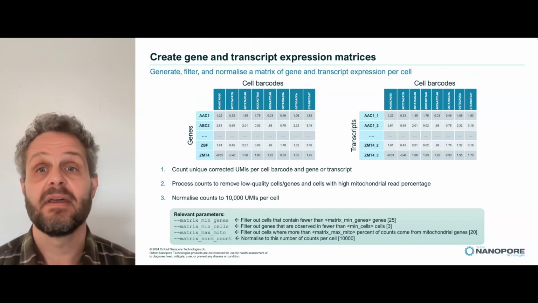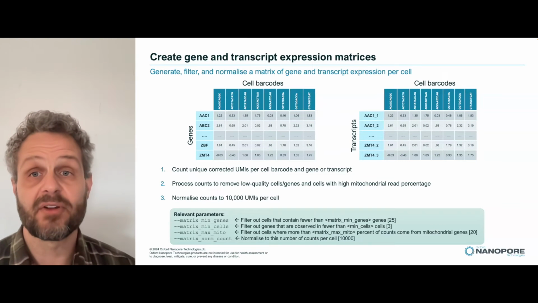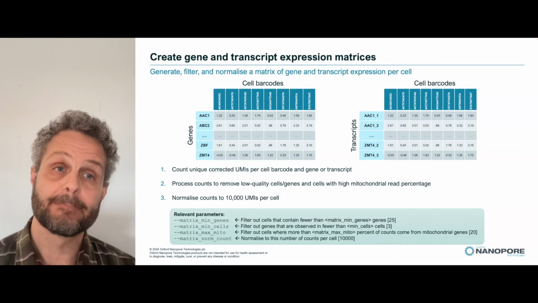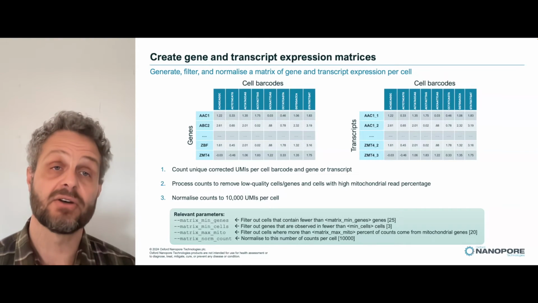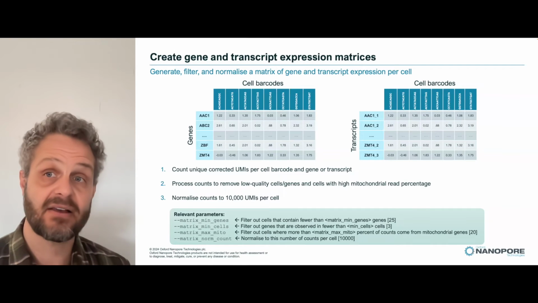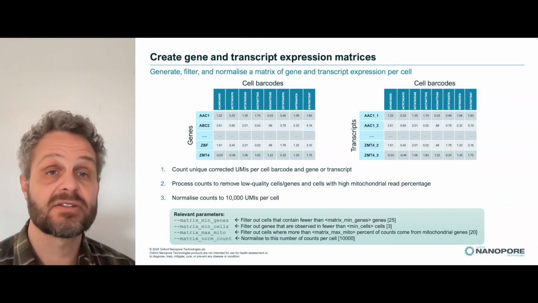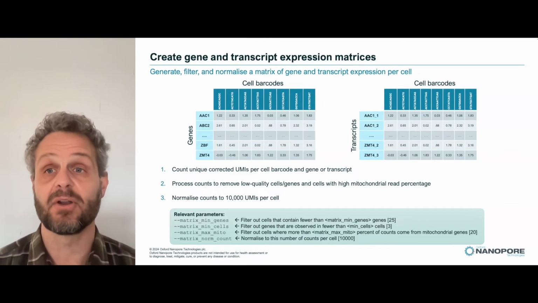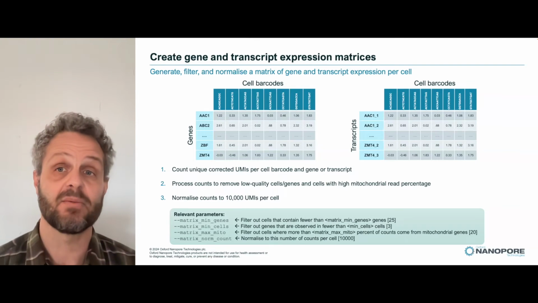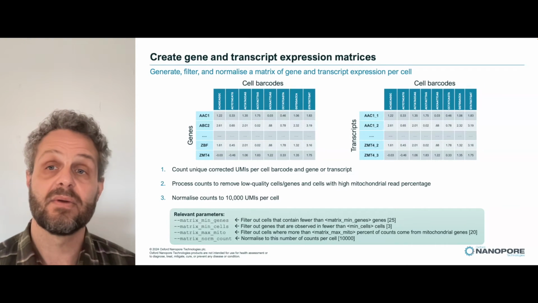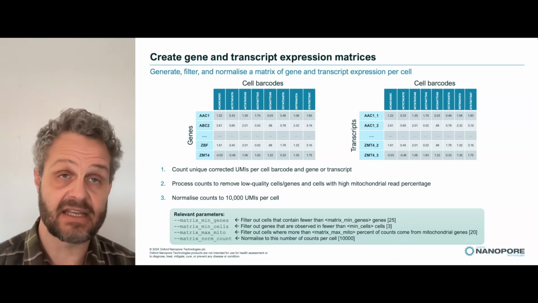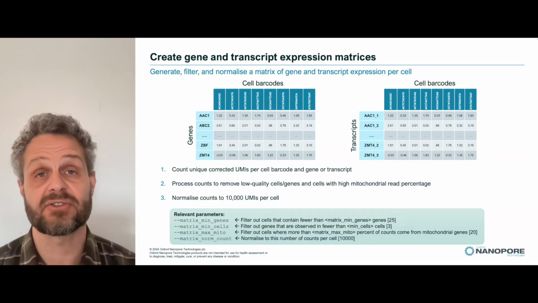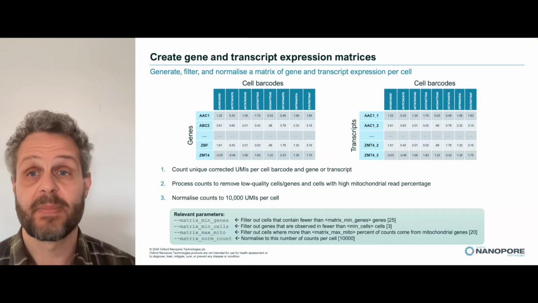At this point, at the end of the workflow, we'll have some reads that are assigned a corrected barcode, so we can assign it to a cell, and it will have a corrected UMI, so we can assign it to an original mRNA molecule. So we only count each UMI once, and there will also have been assigned genes and transcripts, and from all this information we can generate gene and transcript expression matrices.